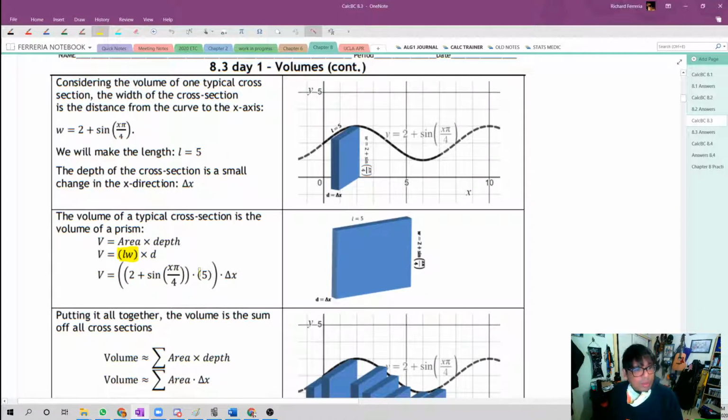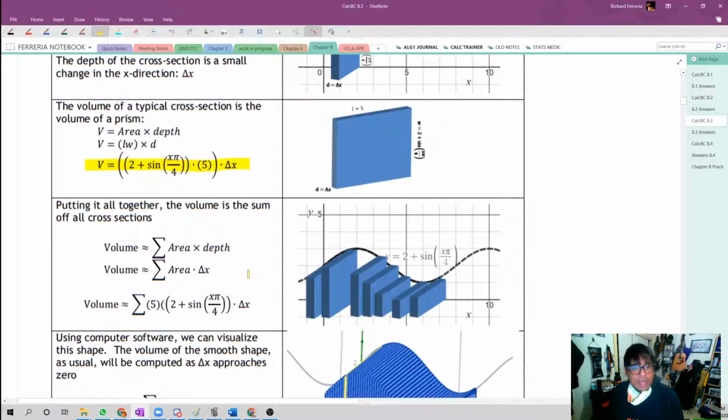So we're going to plug in the stuff that we know. The length, of course, we knew was 5. The width, we're saying that's 2 plus sine x pi over 4. And then the depth is that delta x. So in essence, this formula right here is the volume of one slice: length times width times depth.